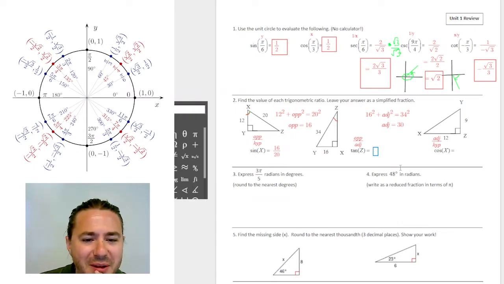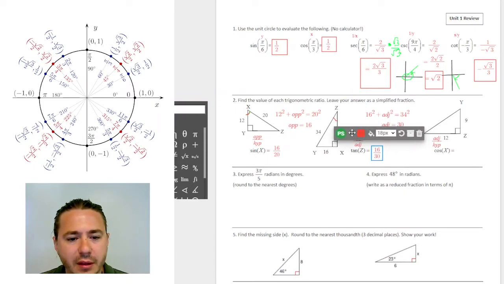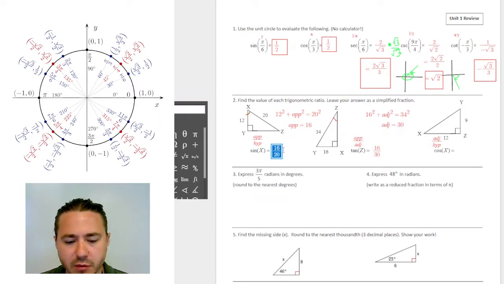So tangent's opposite over adjacent, so that's going to be 16 over 30. Now it looks like I kind of went too fast here. Looks like this can be reduced, just like this one can be reduced, right? 16 over 20 is going to be 4/5. 16 over 30 will be 8/15. And you want to make sure that you can reduce those.